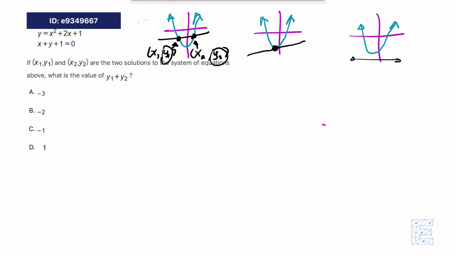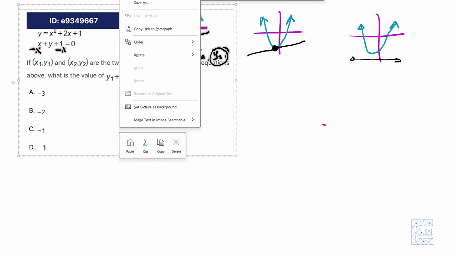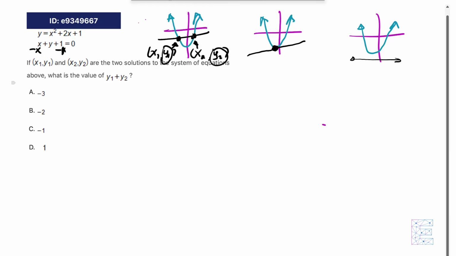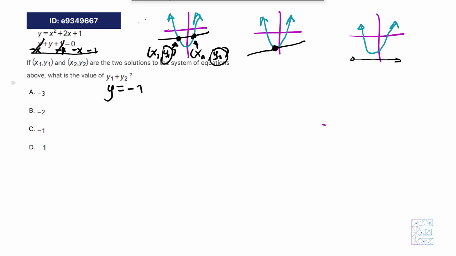So let's start off by getting y by itself in the linear equation. I'm going to subtract x from both sides as shown. And if I do it on the left side, subtract x and then subtract 1, we have to also subtract the x and subtract the 1 on the right side as well. So notice how the x and the 1's cancel on this left. And now the linear equation is y equals negative x minus 1.